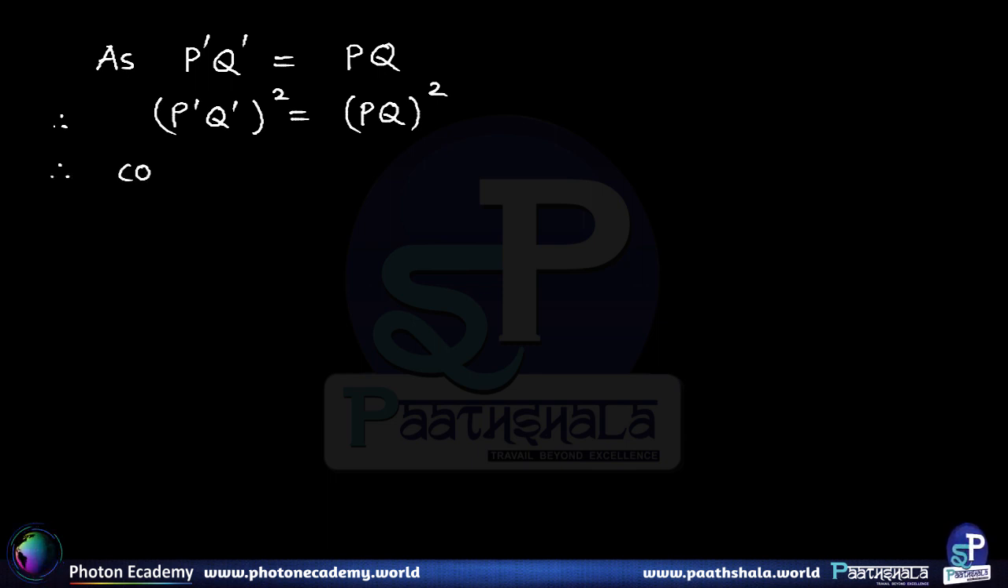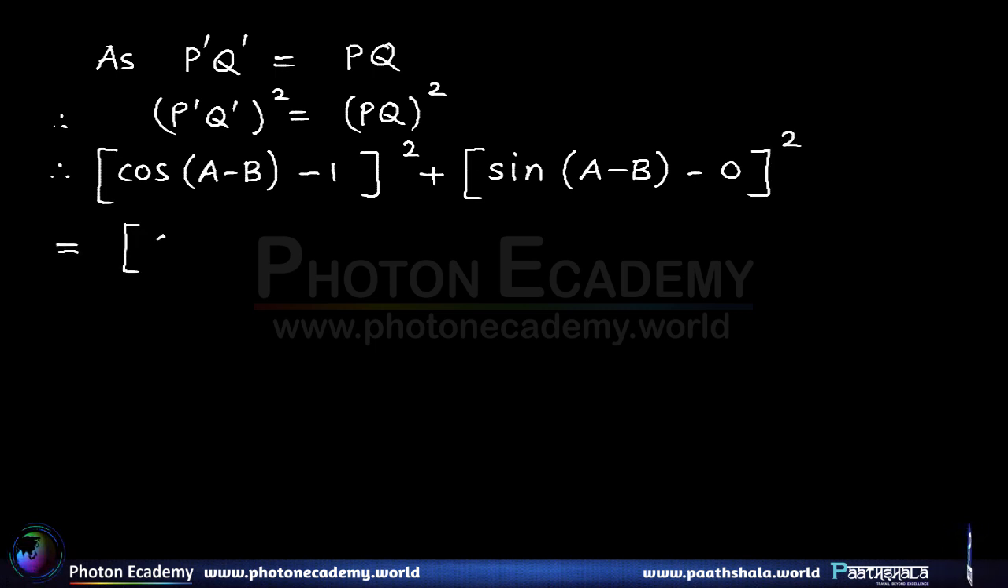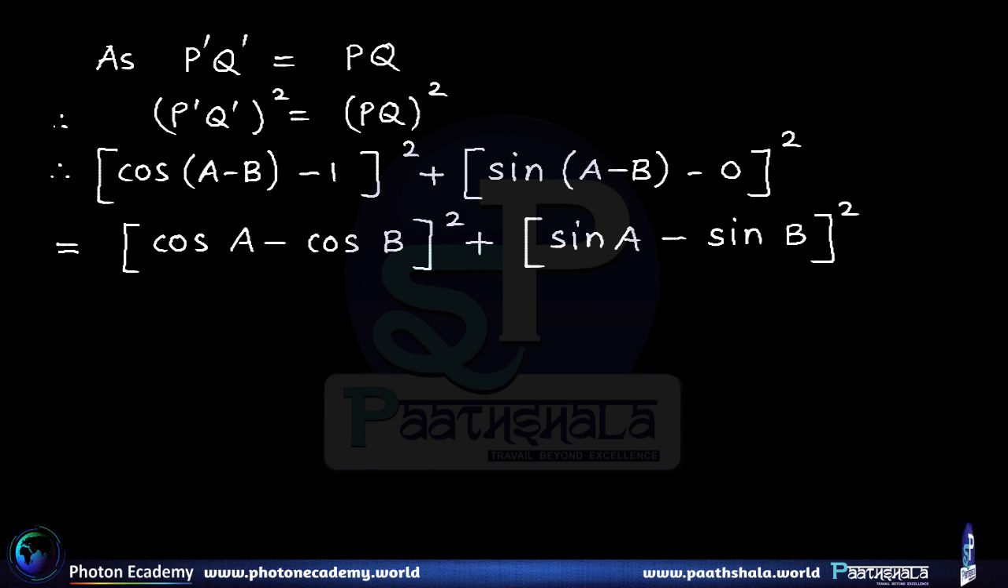So therefore here we have (cos(A minus B) minus 1) the whole square plus (sin(A minus B) minus 0) the whole square is equal to PQ, which is nothing but (cos A minus cos B) the whole square plus (sin A minus sin B) the whole square.